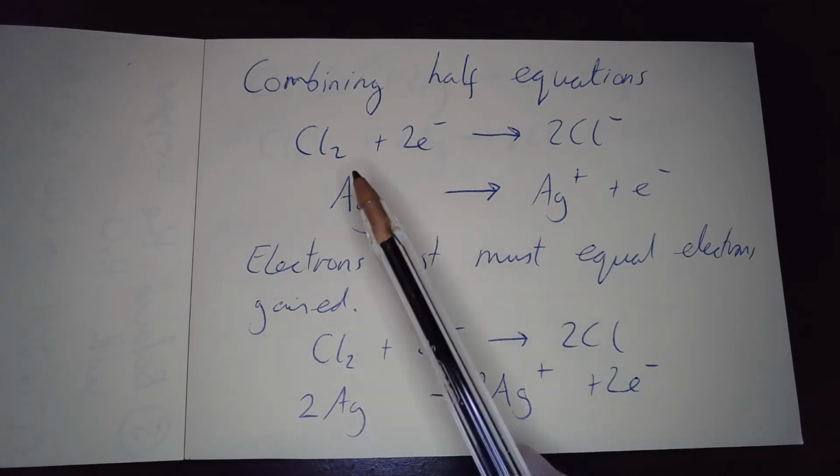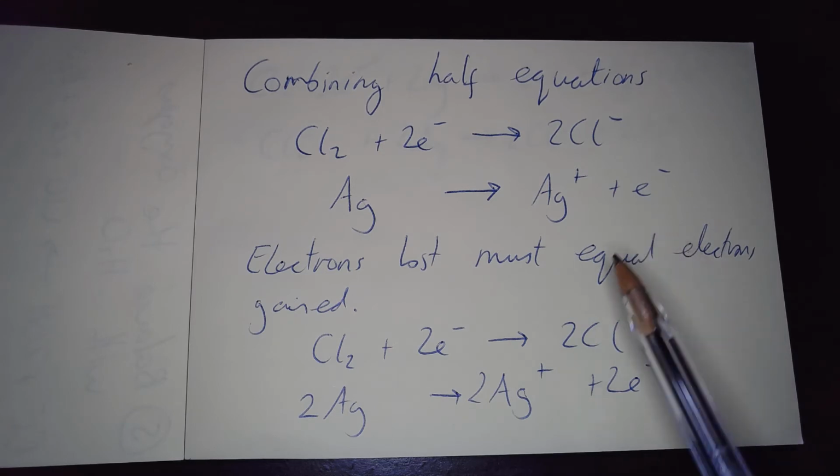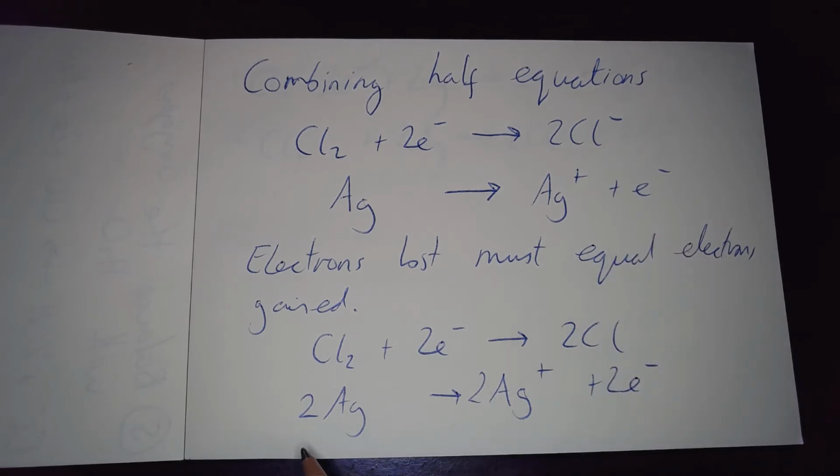So we can see here the chlorine has gained 2, but the silver's only lost 1. What we do about that is balance it by timesing the whole of the silver half equation by 2, as so. This shows us that two lots of silver react with one lot of Cl2. So we times it by 2, and then we're going to combine all the reactants together and all the products together.